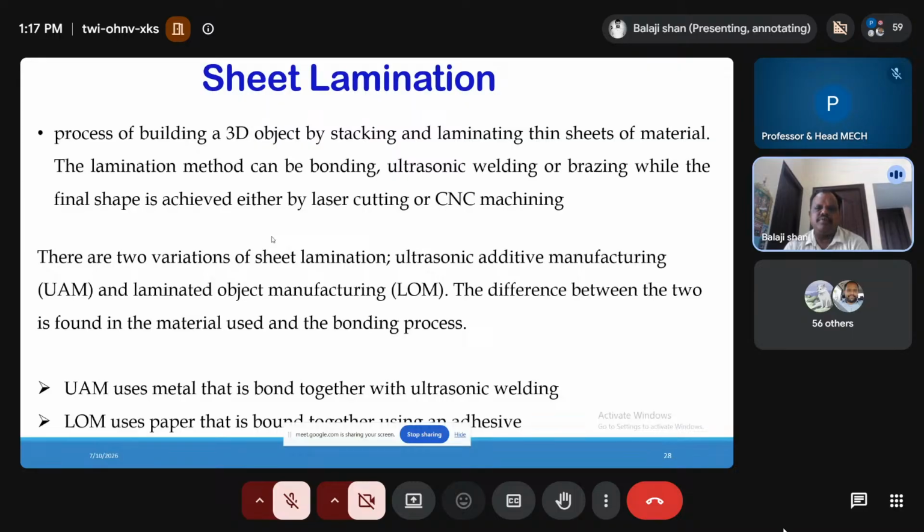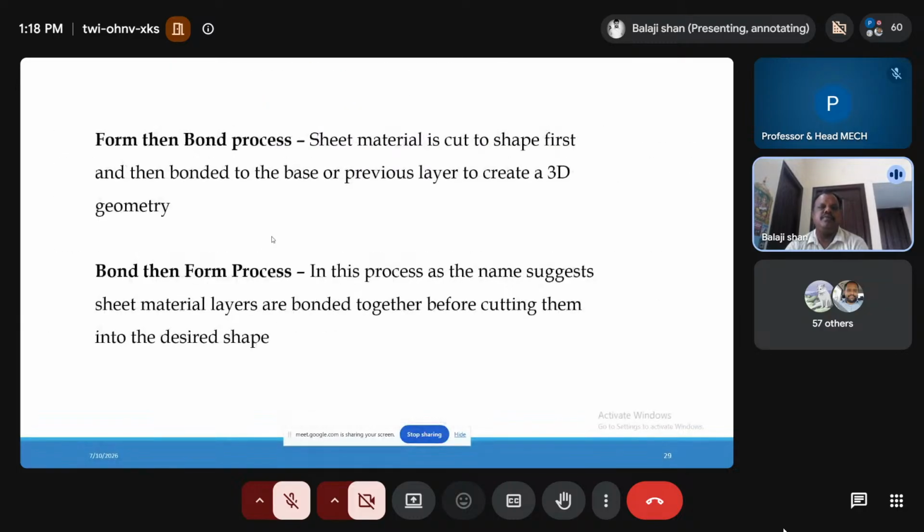There are two variations of sheet lamination: ultrasonic additive manufacturing and laminated object manufacturing. The difference between the two is the material used in the bonding process. In ultrasonic additive manufacturing, the metal is bound together with ultrasonic welding, and laminated object manufacturing is bound together by using adhesive. In the bond then form process, sheet metal is cut to the shape first, and then bonded to the base of the previous layer to create the three-dimensional geometry.